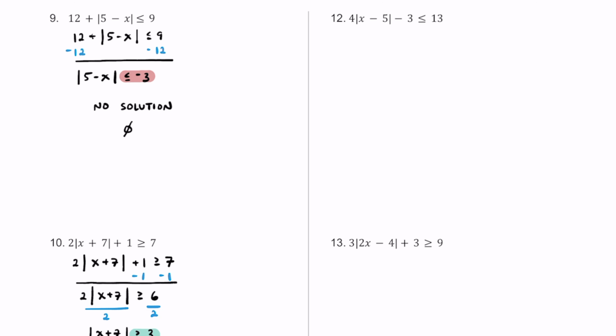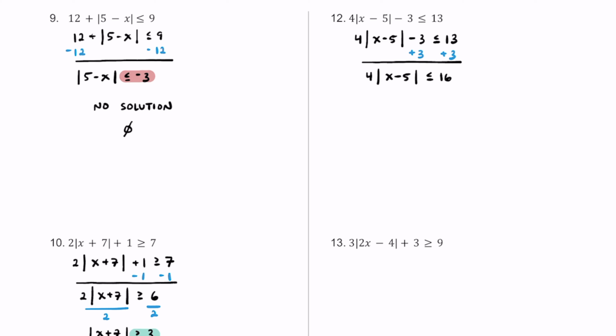For number 12, we have 4 times the absolute value of x minus 5 minus 3 is less than or equal to 13. So before we can go ahead and split anything up, let's copy this down and move some things around so we have the absolute value bars isolated. Okay, so here's our original problem. First, we're going to move the -3, so we can add 3 to both sides. The -3 and +3 cancel out, so we'll have 4 times the absolute value of x minus 5 less than or equal to 16.